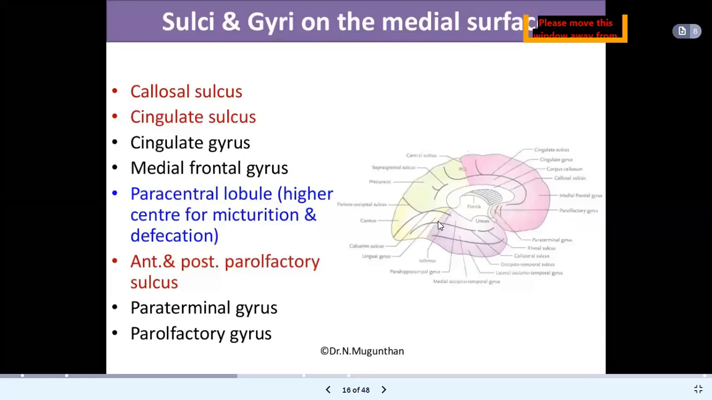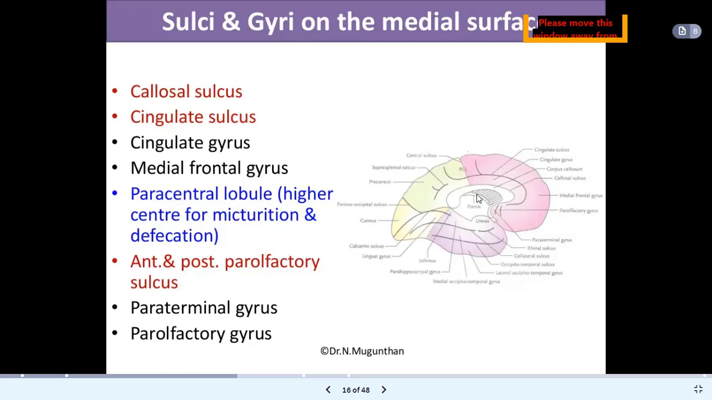In this picture also simultaneously you can see this is our callosal sulcus, this one immediately above corpus callosum. We know this is callosal sulcus. And we know this area is cingulate sulcus, and in between them the area is cingulate gyrus. Then this area is medial frontal gyrus. Surrounding the central sulcus, PCL is nothing but paracentral lobule. There we have higher centers. We will see the functional areas. I hope you have also learned in physiology.